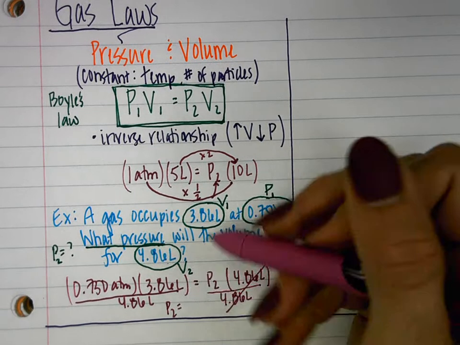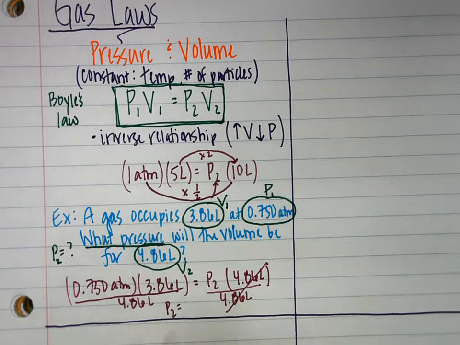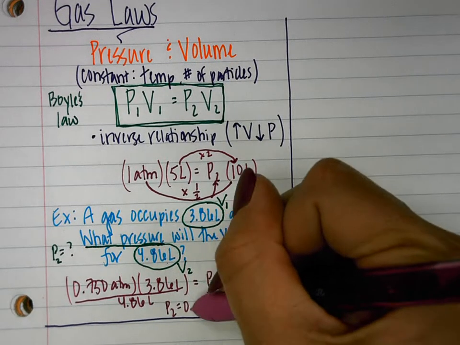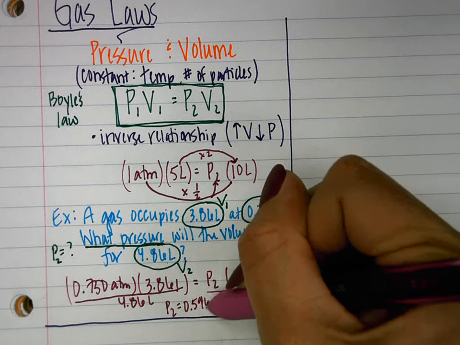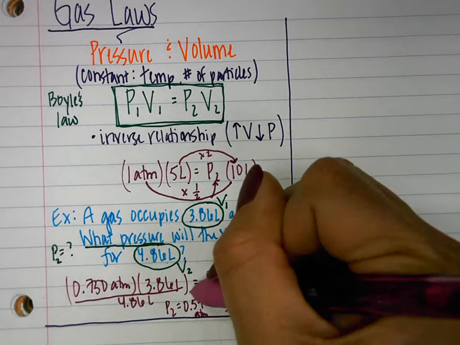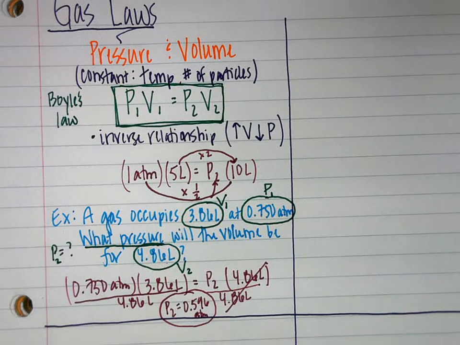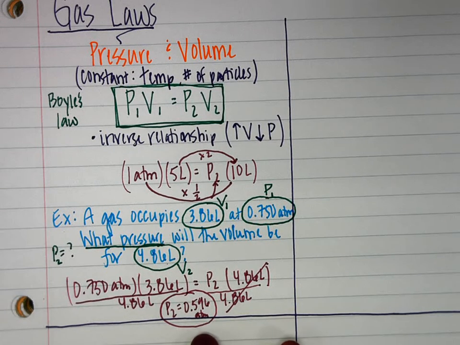So P2 is going to equal 3.633, so our answer should have 3.596 ATMs. Sorry, I ran out of room right there. Okay. That's how we can use Boyle's law, right? If we are reading a problem and they are only giving us pressure and volume.